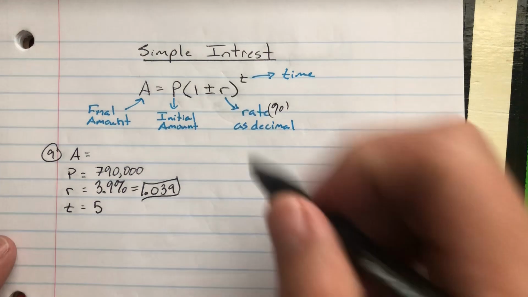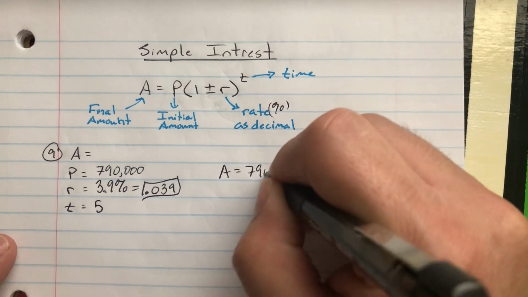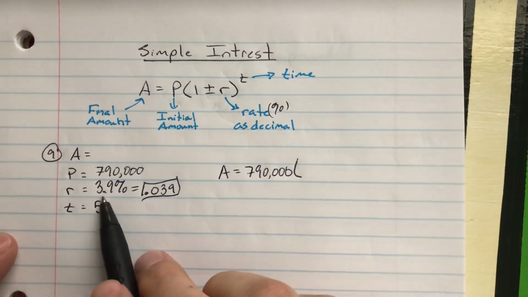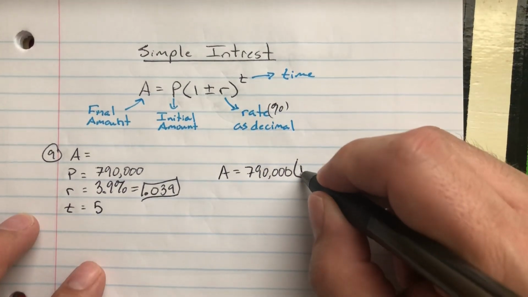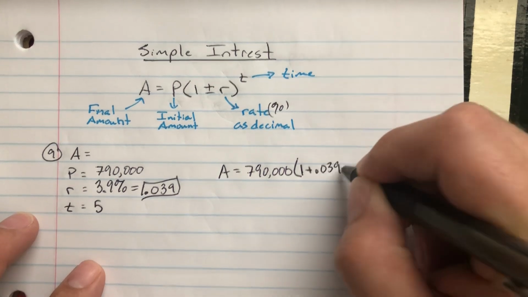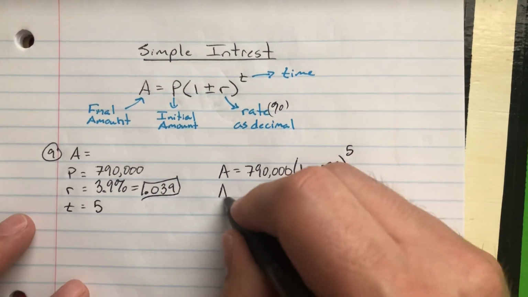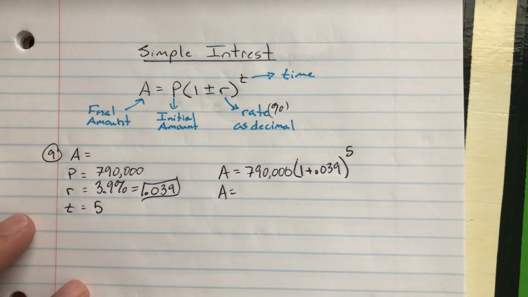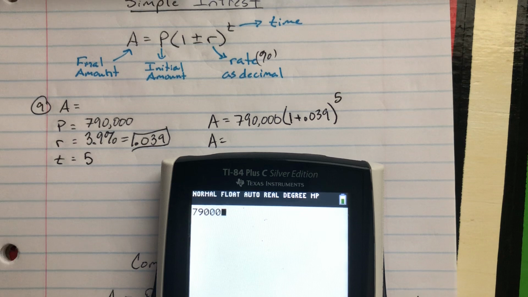And so I use this equation. This is what I'm trying to find, my final amount. I put in my initial amount, and then I do 1, since this is a growth, it's going to be 1 plus 0.039, and then it's going to be raised to the power of 5. So what I do is I just plug that into my calculator. I do 790,000 times 1 plus 0.039 raised to the power of 5, and I hit enter, and it gives me an answer.